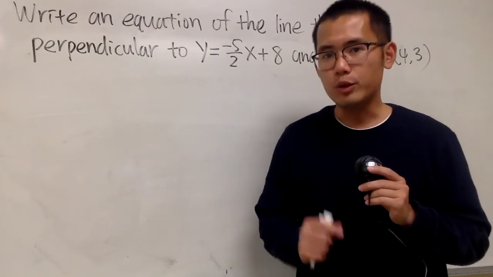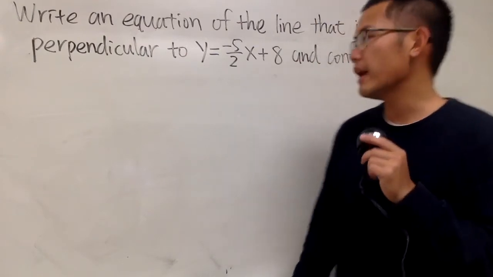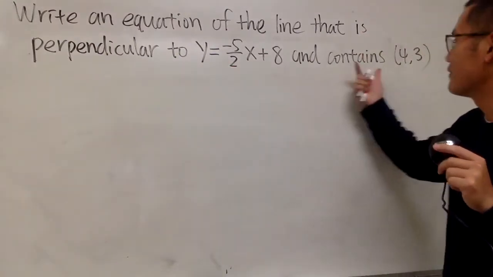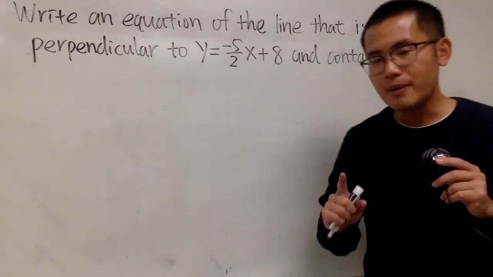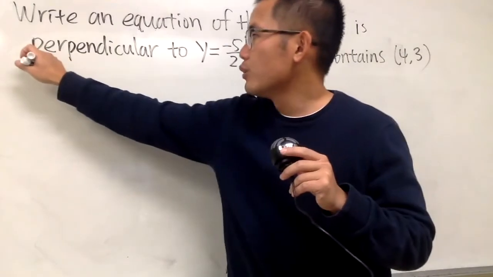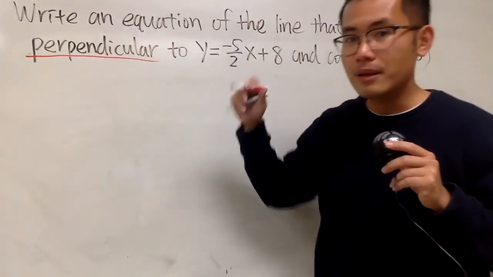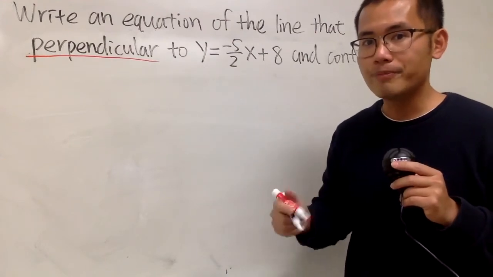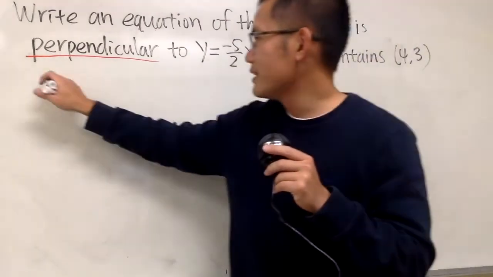Okay, here we're going to find an equation of a line in slope-intercept form, and we want the line to be perpendicular to this line, and we want the line to have this point as well. So now, remember that we are going to look for the perpendicular line. So this right here is the original. And do we know the slope of the original? Yes, we do. So let me write it down.